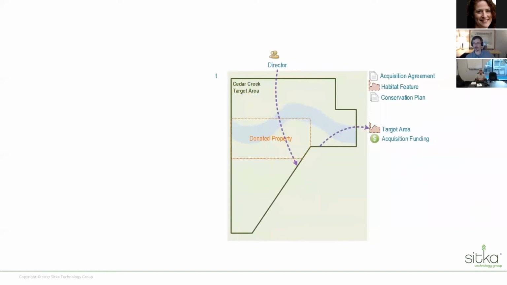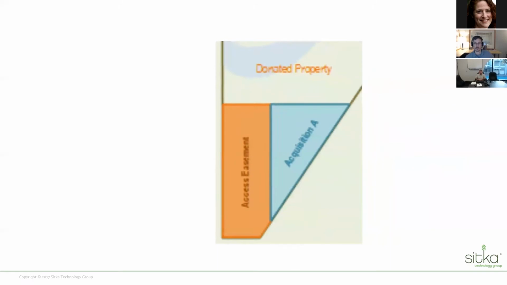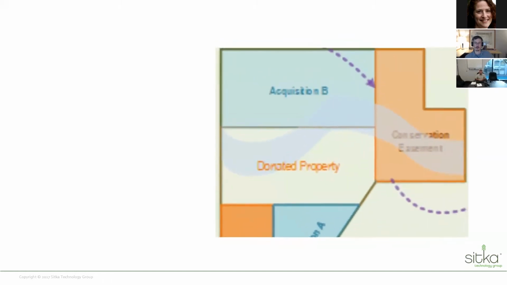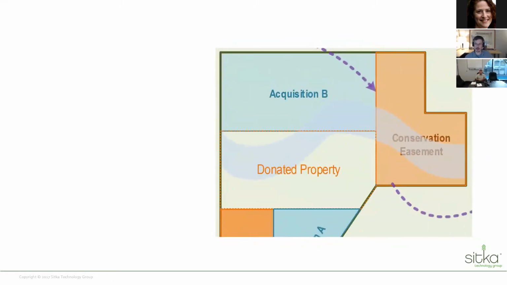Our program director confers with the oversight committee, and they decide to create a new target area centered on the donated property. They also set aside funds to pursue other acquisitions in this target area. This information is added to that from the prior activities. Again, our legal team is called in, and they quickly put a deal in place for acquisition A and a neighboring access easement. During the next year, they're able to close acquisition B and enter into a critical conservation easement upstream from the donated property.